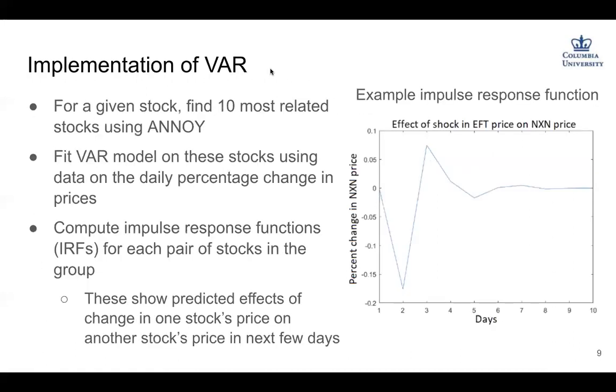The way that we implemented our VAR model is that for a given stock, we first find the 10 most related stocks using ANNOY. Then we fit a VAR model on those stocks using data on the daily percentage change in prices. Then we compute impulse response functions for each pair of stocks in the group, and those show the predicted effects of change in one stock's price on another stock's price in the next few days. And here is an example graph of an impulse response function for two stocks.